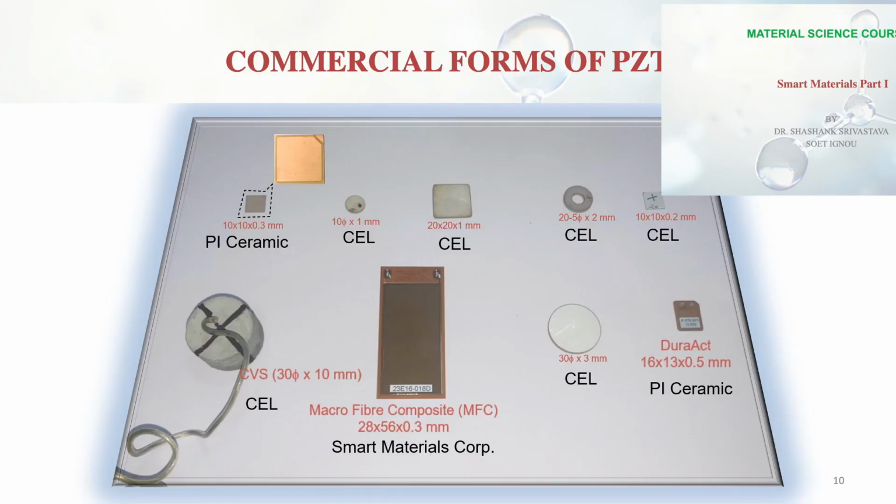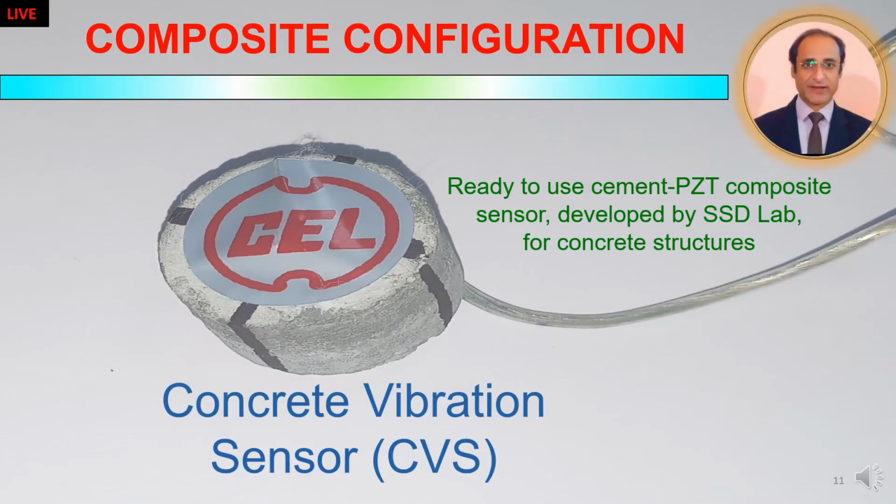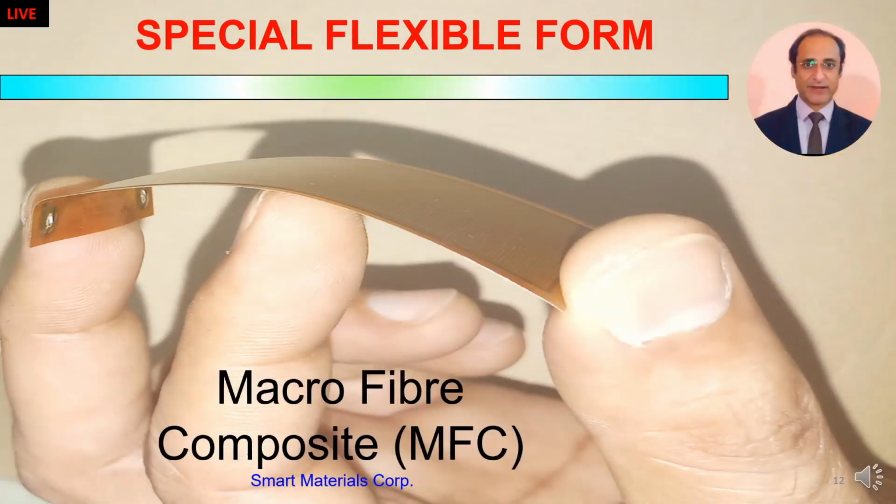The concrete vibration sensor is basically a cement PZT composite sensor. It is for specific application in concrete structures. It can be very easily embedded at the time of casting. The macrofiber composite is made up of piezo fibers, so this imparts it flexibility of bending. It can be bent to any shape, and it can be bonded even on non-straight surfaces. Duract also belongs to the same category. We show you the converse effect in the lab.